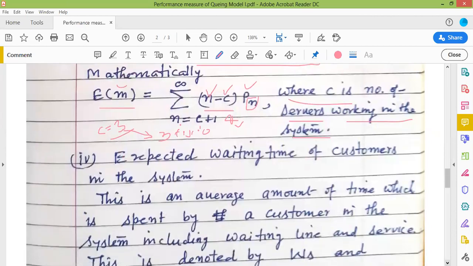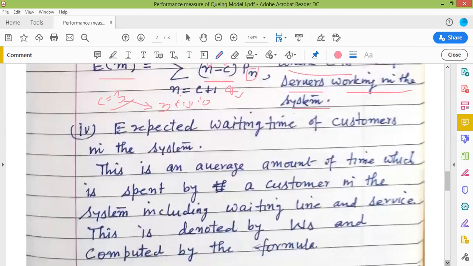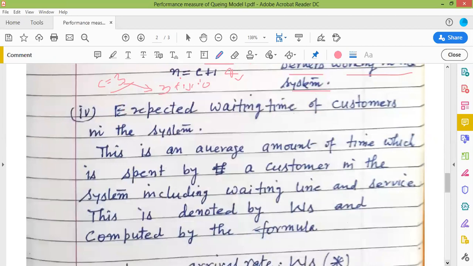We come to the next measures of effectiveness or operating characteristic, that is popularly known as W, and that means this.